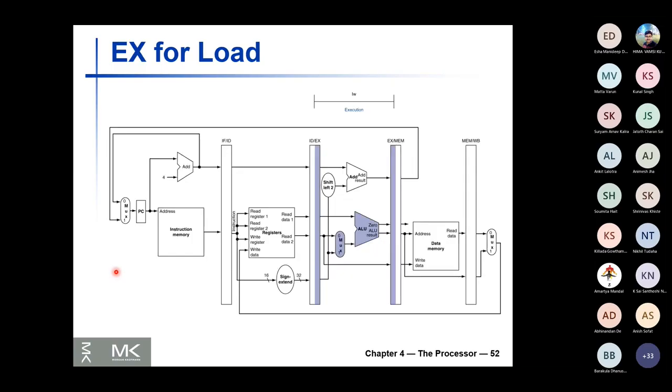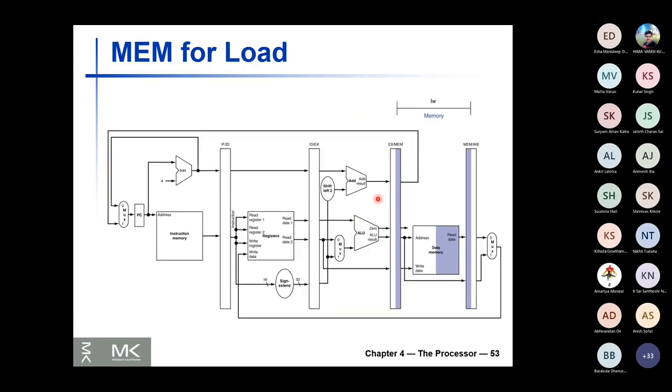And you go forward here, so then in the execution stage, you compute the address and the shading is done appropriately. And then you access memory. When you are reading memory, that's the second half cycle, and you are writing here in the pipeline registers in the first half cycle.